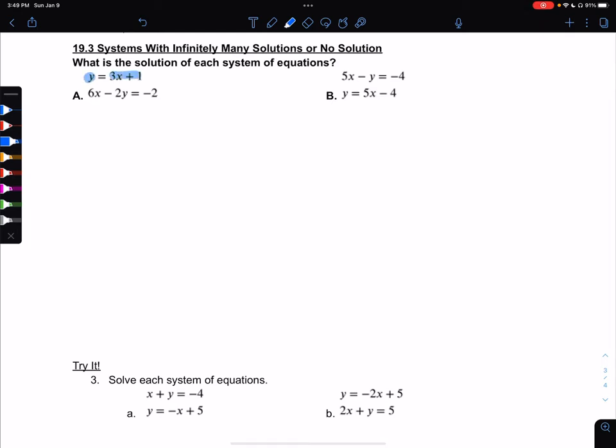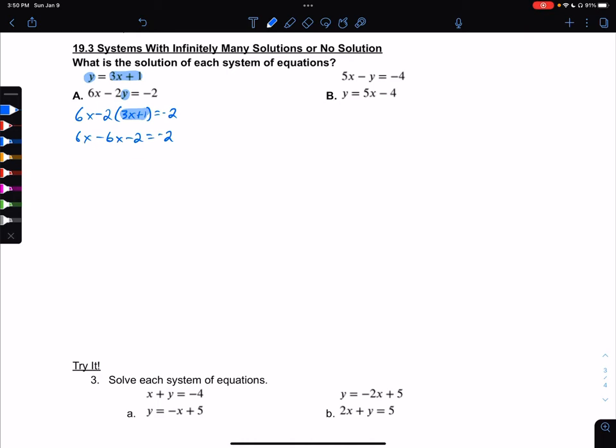Y is equal to 3x plus 1. So I'm going to replace the y value with the expression 3x plus 1. So we get 6x minus 2 times 3x plus 1 equals negative 2. We would then distribute, so 6x minus 2 equals negative 2. And we'll combine like terms.